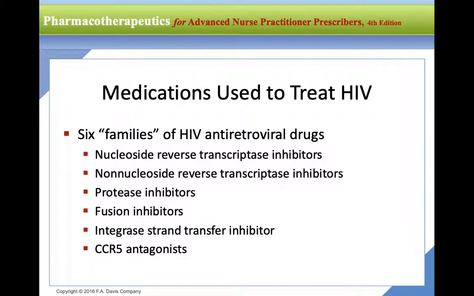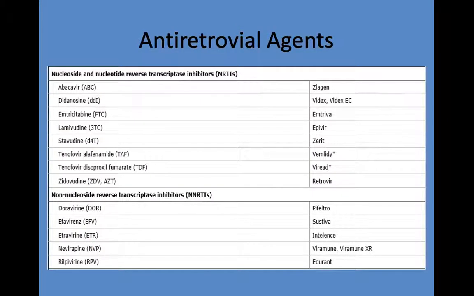Here's some information about initiating. Here are the medications, the classes. So you have the NRTIs, the NNRTIs, so non-nucleoside reverse transcriptase inhibitors, protease inhibitors, fusion inhibitors, integrase strand inhibitors. So those integrase inhibitors are getting a lot more focus these days and are really becoming the backbone of our antiretroviral therapy. And then our CCR5 antagonist.